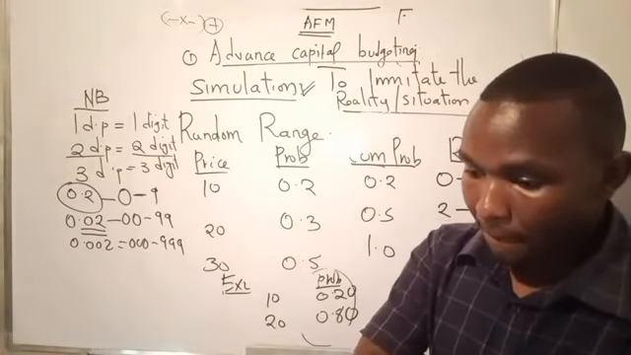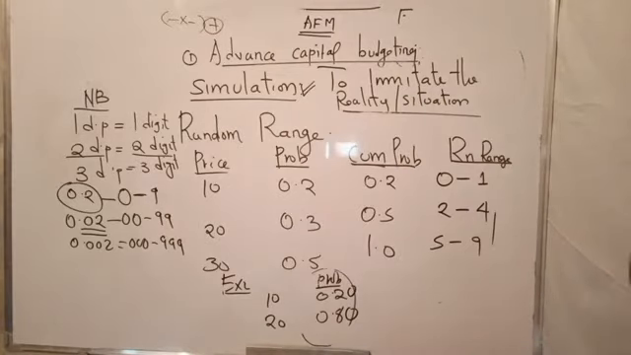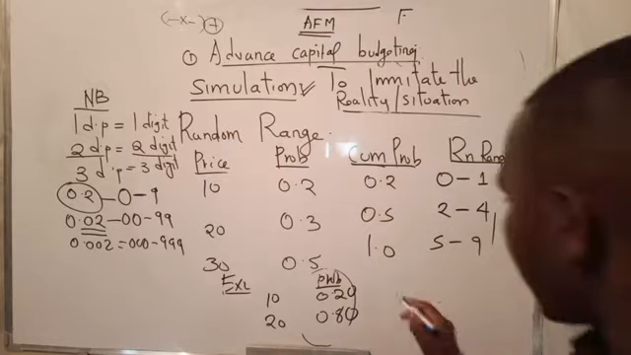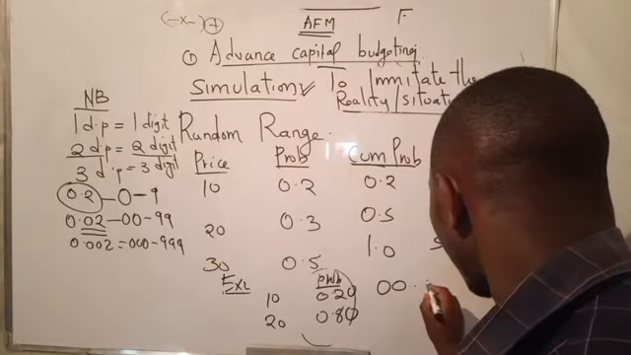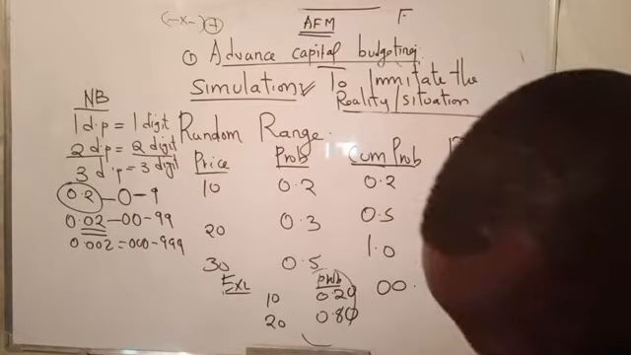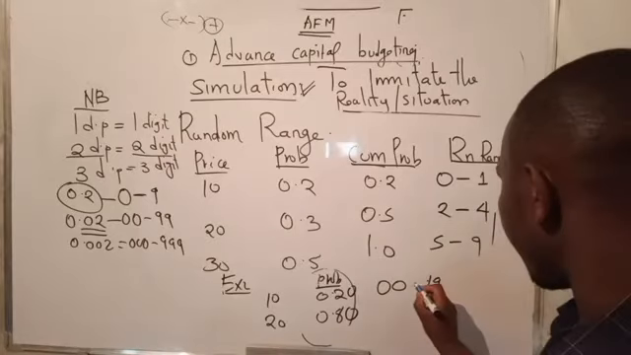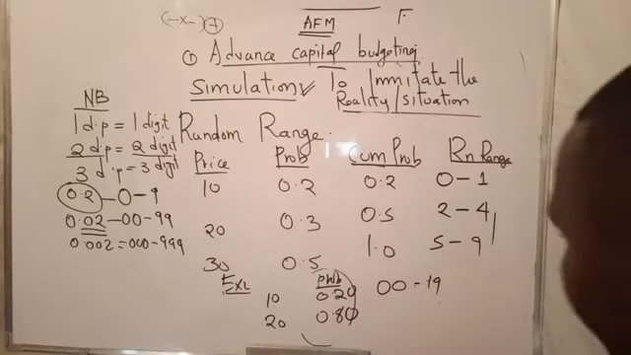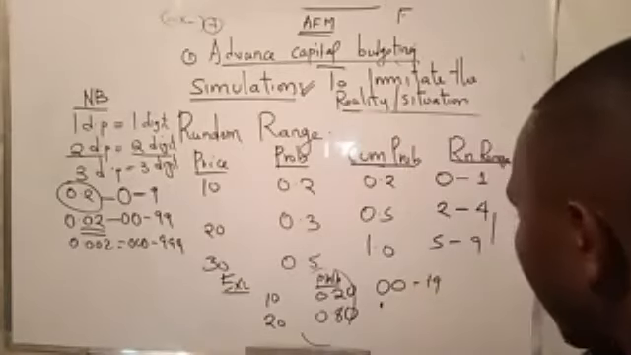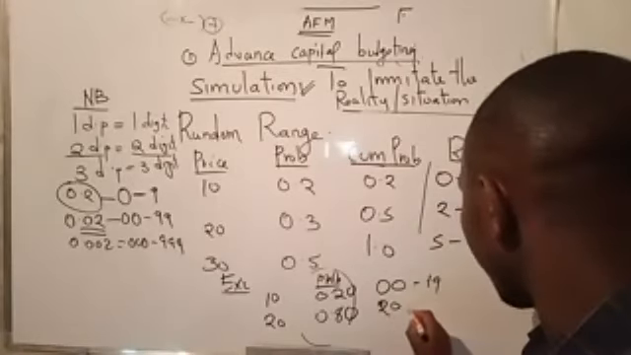The random range is 0. So the first one, the next one is 0.20.